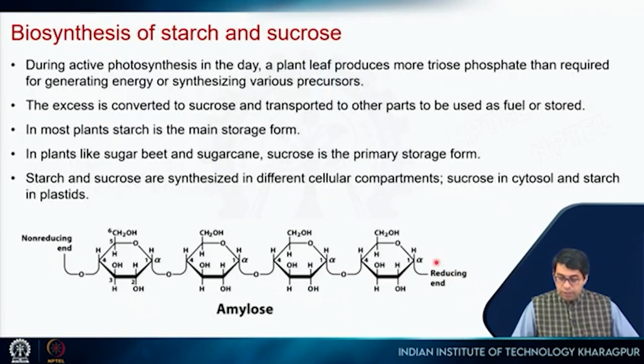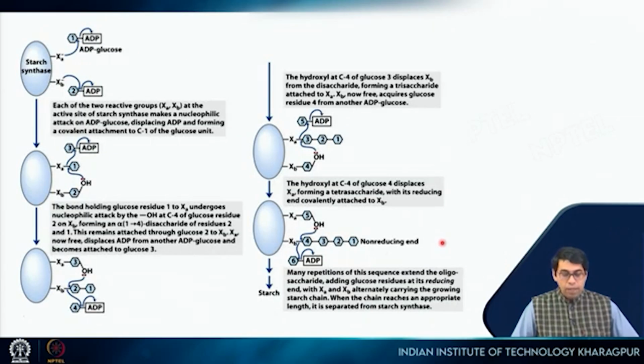So this is the reducing end. It will keep on adding more and more sugars at this end, and it can go on. Depending on how many reactions happen, you will get a long polysaccharide.